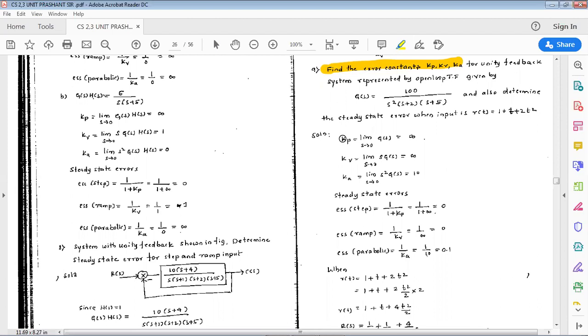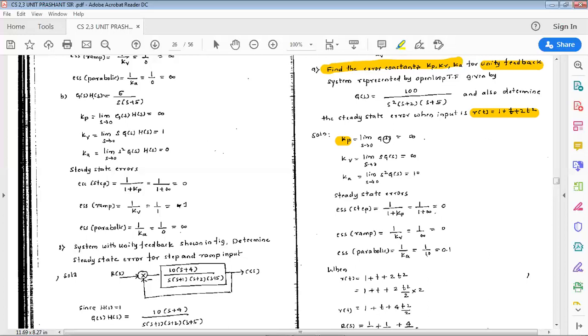Solution goes in this way. So we need to find Kp, Kv, Ka first and steady state errors also. So when the input is of this particular kind, what must be the steady state error? We know how to find Kp. We have the formula limit s tends to 0, G(s) H(s). Here they have mentioned a unity feedback system. So therefore H(s) equals 1, right? So therefore Kp is equal to limit s tends to 0 G(s).